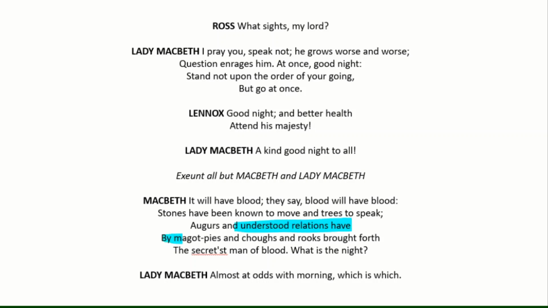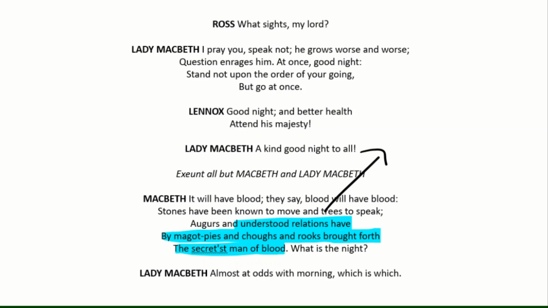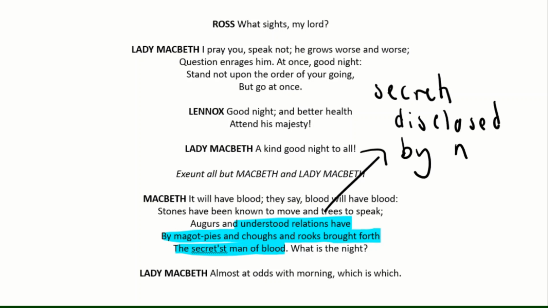Understood relations have by maggot pies and choughs and rooks brought forth the secret'st man of blood. He says that nature will disclose secrets, and we already know nature has been disrupted by Macbeth's actions, and therefore is disclosing his secrets. Secrets disclosed by nature.